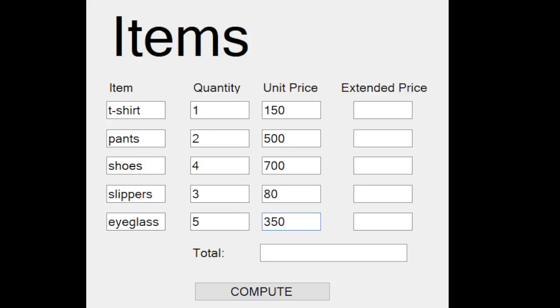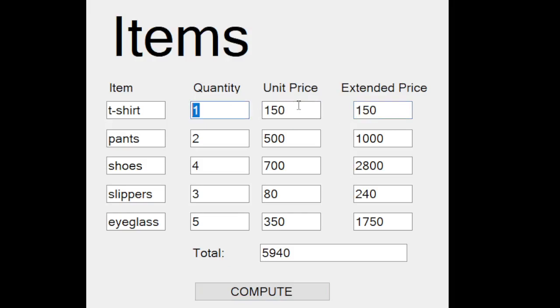$350, for example. And then, if the user clicks the compute, your program will automatically compute for the extended price and then the total. For the extended price, quantity times the unit price, so that is the extended price.